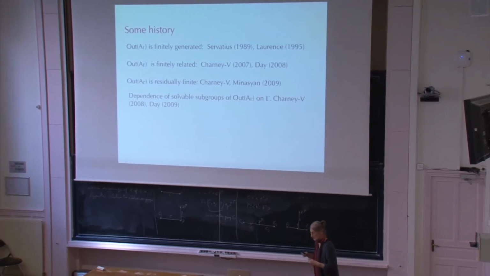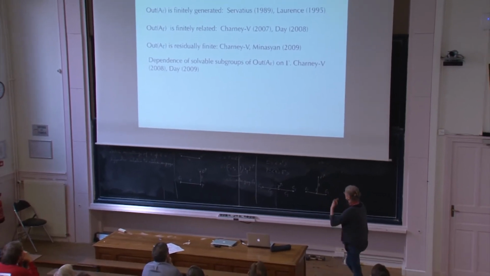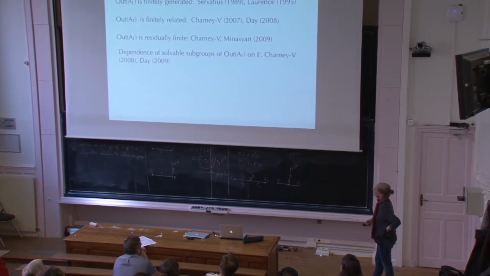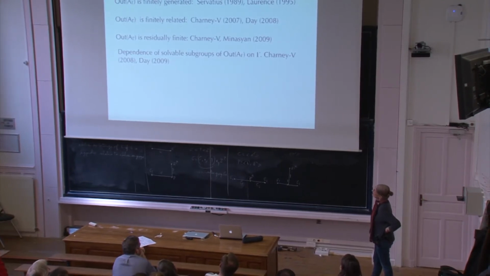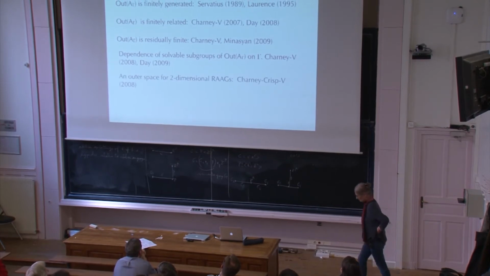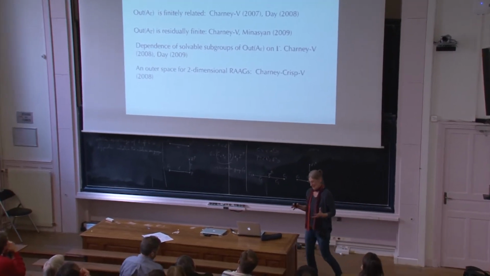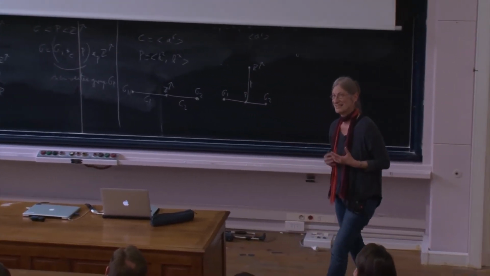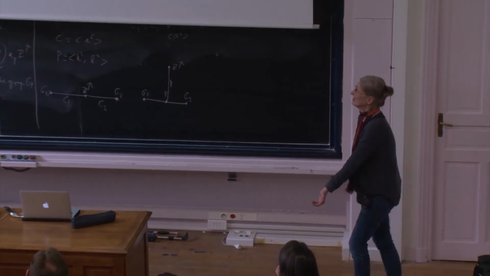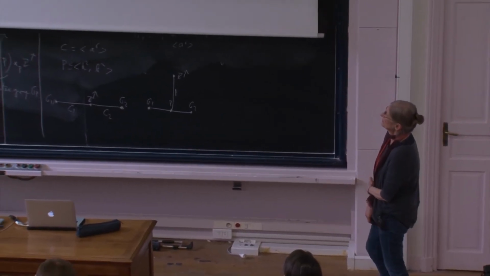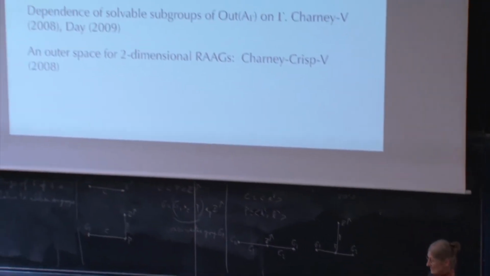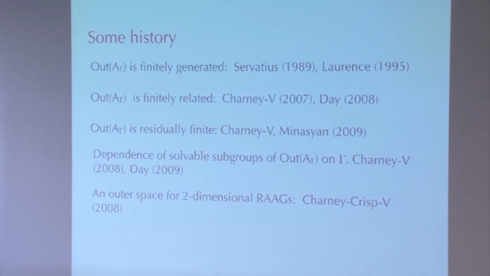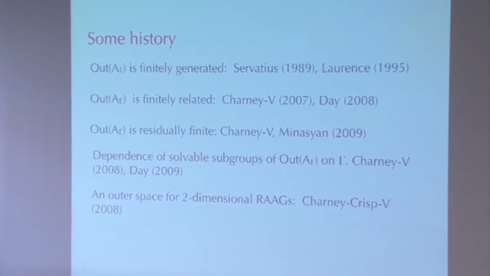We studied the solvable subgroups in RAAGs, and we came up with a lot of information about that, and Day came up with even more information. So there has been a lot of work, but all of this uses inductive methods and algebraic methods, and you'd really like to see a space if you do geometric group theory. So Ruth and I tried to do this once before. In 2008, we invented a space. It's a nice space, but it only works for two-dimensional RAAGs, which means that there are no triangles in the graph.